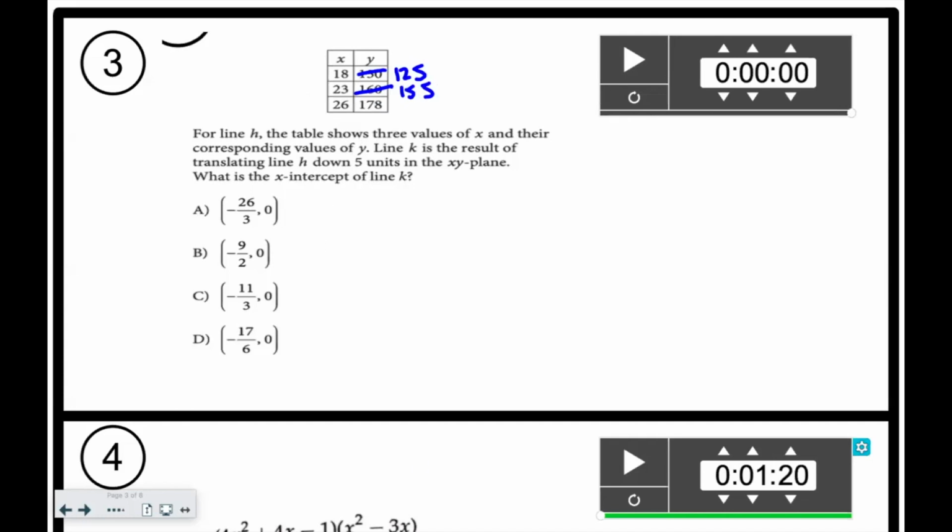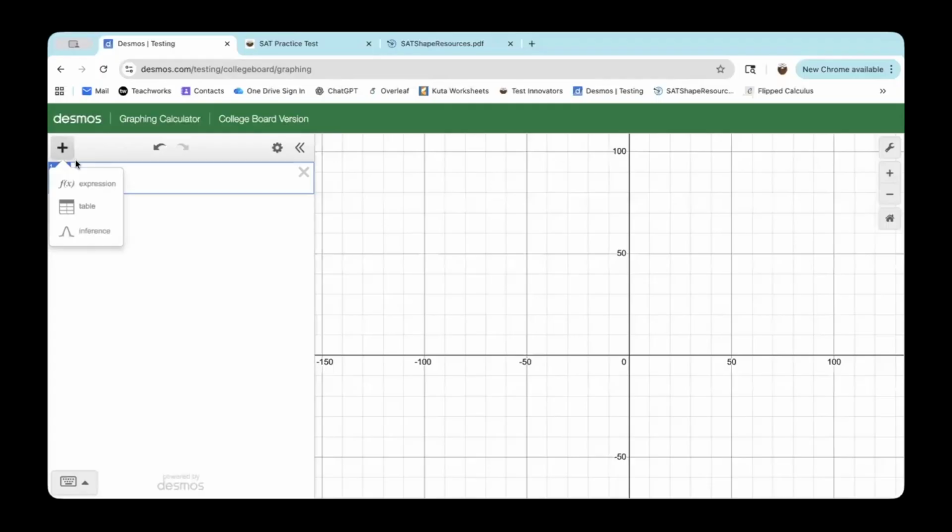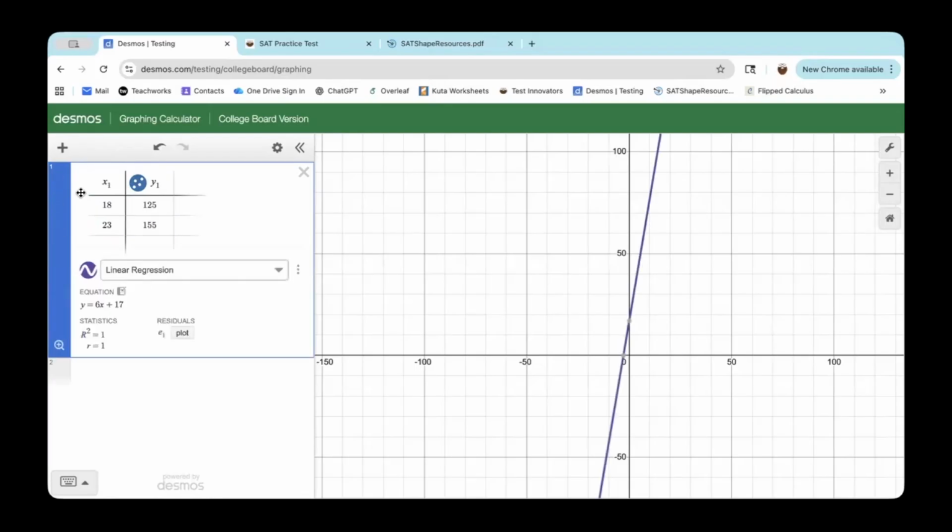So we're going to hop over to Desmos. And you're going to add a table. We're going to put 18. Again, we're going to put 125 because we're doing the one that's been translated down 5. And then 23, 155. And then you hit this button, add the regression. Linear is the default, so that's good. That's what we want. You change it to quadratic or exponential if you were using that.